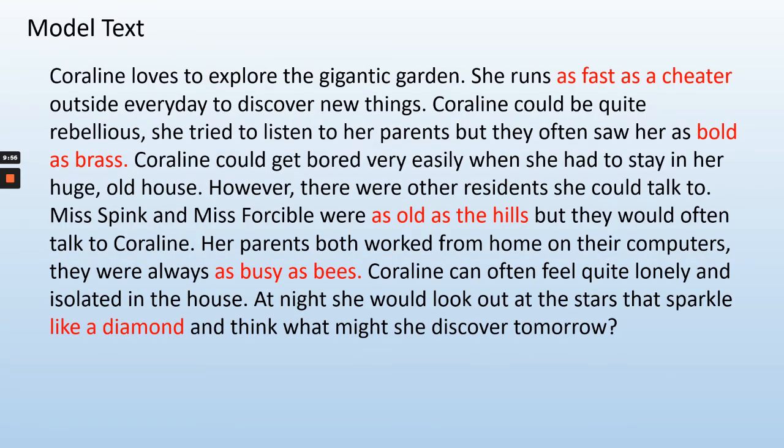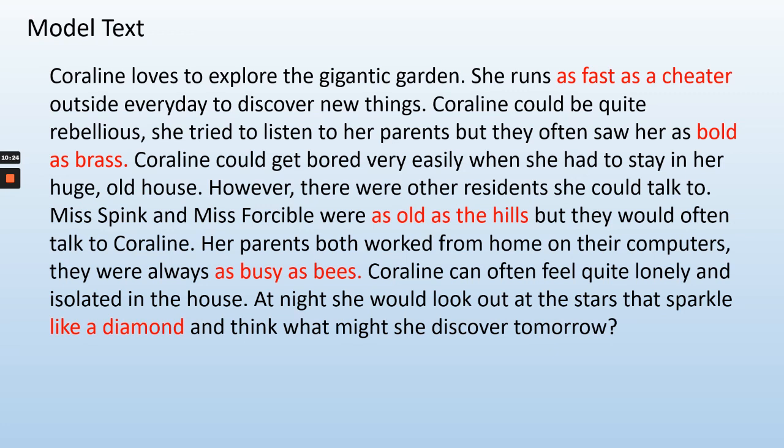So if we have a look at the text again. Coraline loves to explore the gigantic garden. She runs as fast as a cheetah outside every day to discover new things. Coraline could be quite rebellious. She tried to listen to her parents, but they often saw her as bold as brass. Coraline could get bored very easily when she had to stay in her huge old house. However, there were other residents she could talk to. Miss Spink and Miss Forcible were as old as the hills, but they would often talk to Coraline.